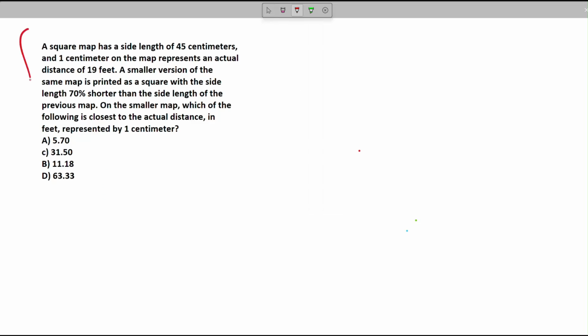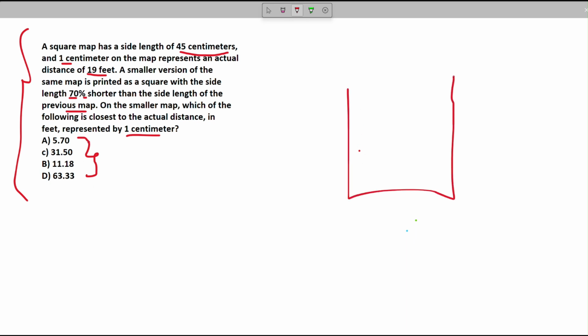In this video we will be solving this SAT math question. So let's see what the question is saying. A square map has a side length of 45 centimeters and 1 centimeter on the map represents an actual distance of 19 feet. A smaller version of the map is printed as a square with the side length 70% shorter than the side length of the previous map. On the smaller map, which of the following is closest to the actual distance in feet represented by 1 centimeter, and we are provided four options.